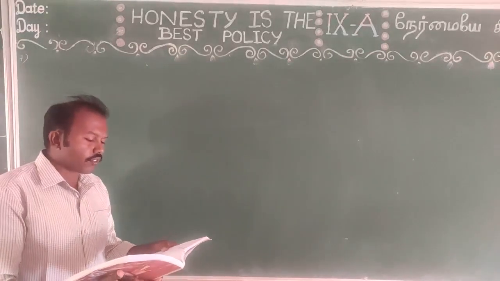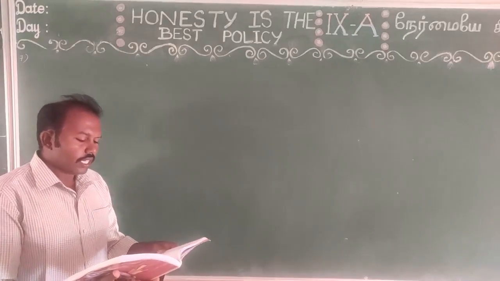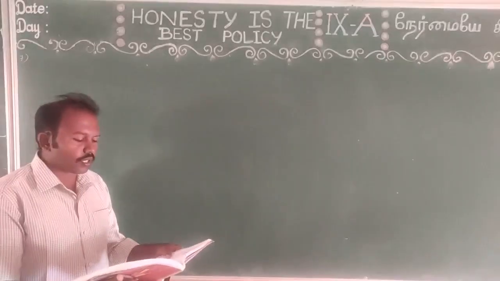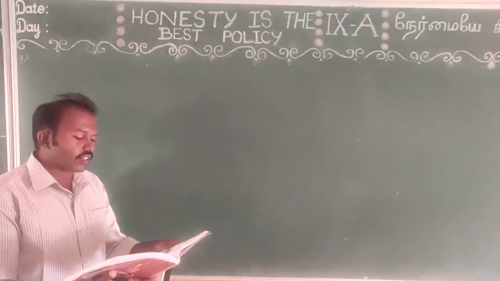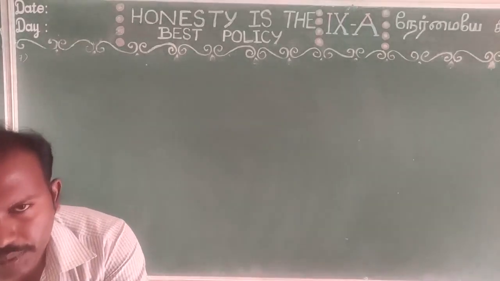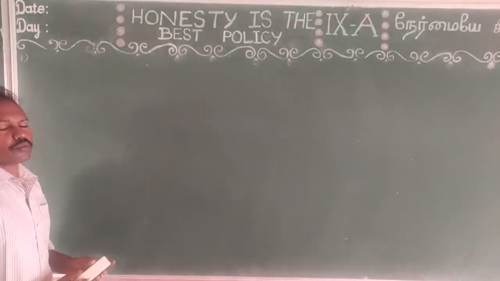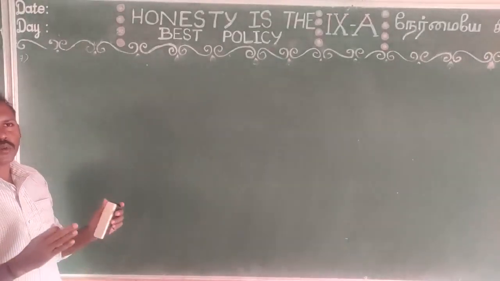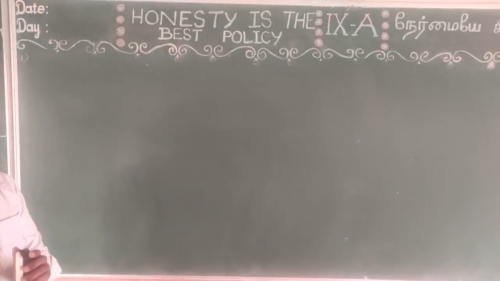Now we see the sum. Pari needs 4 hours to complete a work. His friend Ivan needs 6 hours to complete the same work. How long will it take to complete the work together? That means they are asking how much time Pari and Ivan will take to finish the work together.